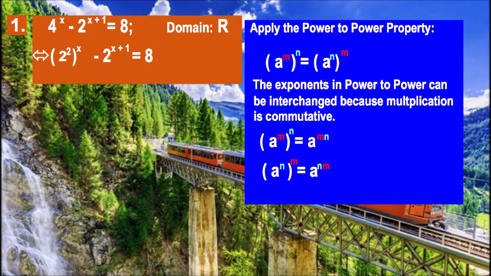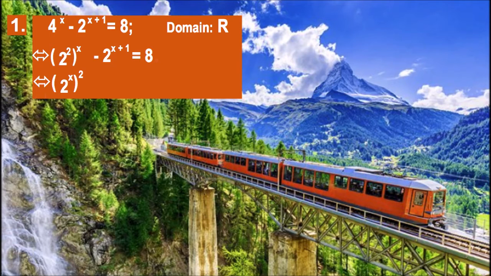So, a raised to the power m, everything raised to the power n, is equal to a raised to the power m times n. Similarly, a raised to the power n, everything raised to the power m, is equal to a raised to the power n times m, which equals a raised to the power m times n. So in doing that, we get the equivalent 2 raised to the power x, everything raised to the power 2.